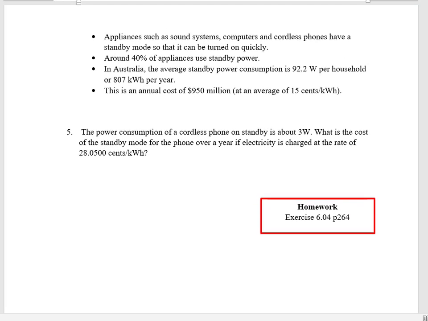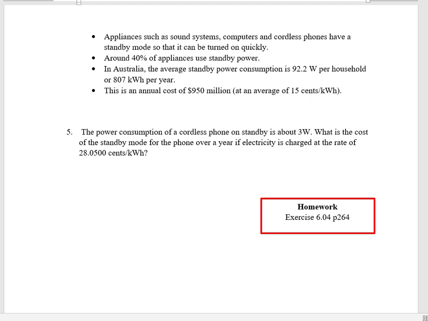Now, the other thing that uses up power is the fact that all of our appliances nowadays have a standby mode. And that standby mode means we are still using power even when the television or anything like that is not plugged in, like the cordless phone. So let's have a look at doing this last question.